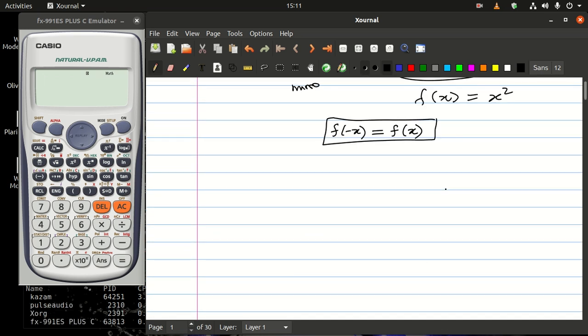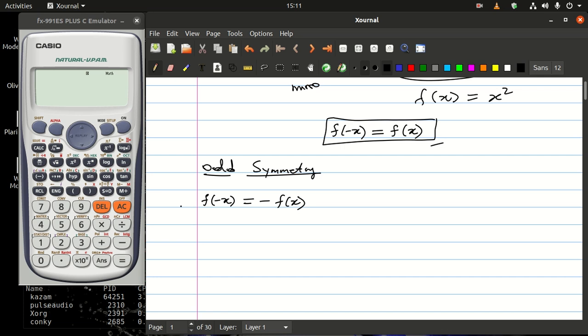Now, what about odd symmetry? When we're talking about odd symmetry, we are also talking about an odd function. So a function is odd, or it has odd symmetry, if I take minus x and plug it inside f of x and I get minus f of x. Then we say that function has odd symmetry.